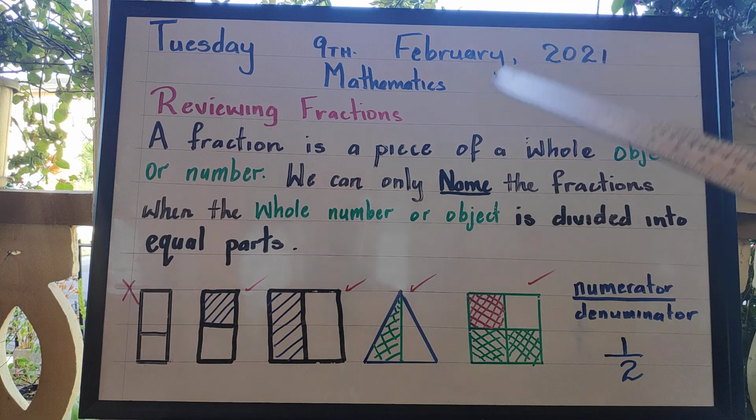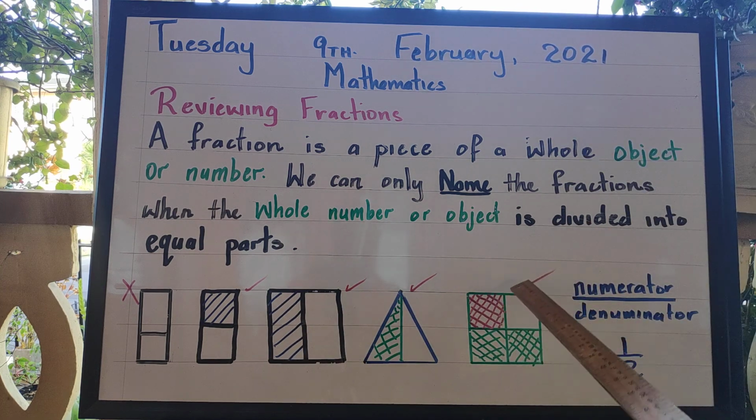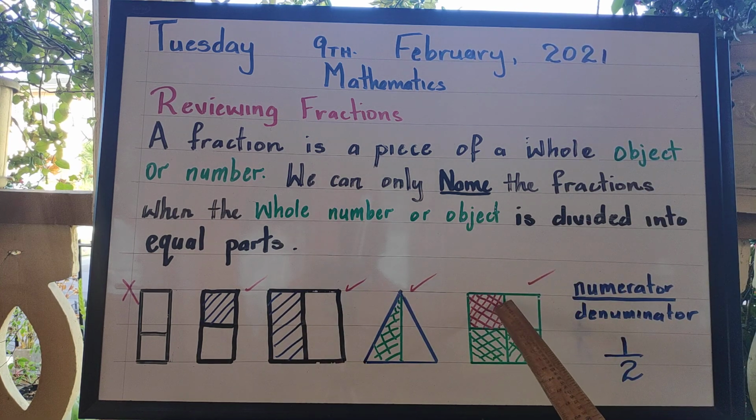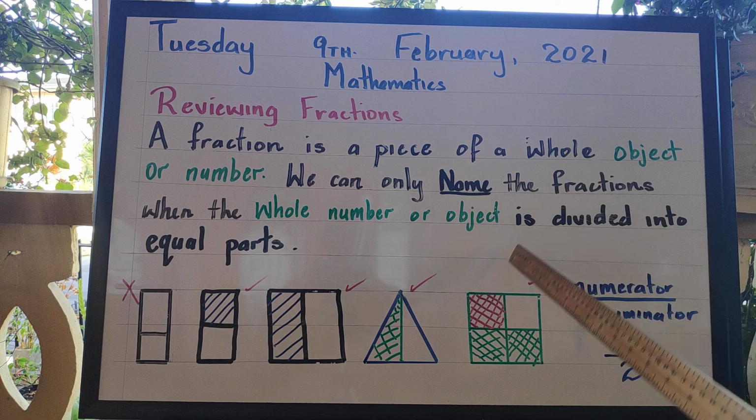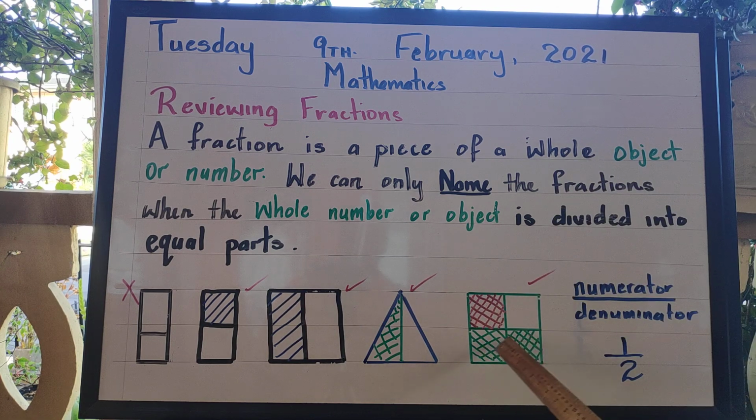We can see what fraction is shaded in red. It's one part out of four equal parts. It's a quarter. What fraction is shaded green? Two parts out of four equal parts. That'll be 2 over 4.